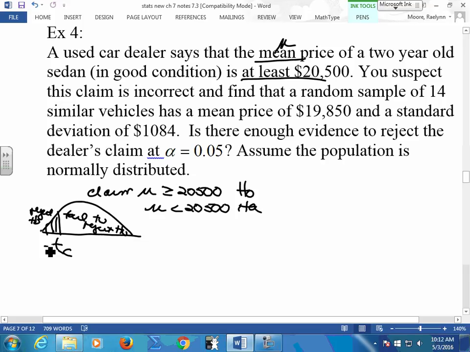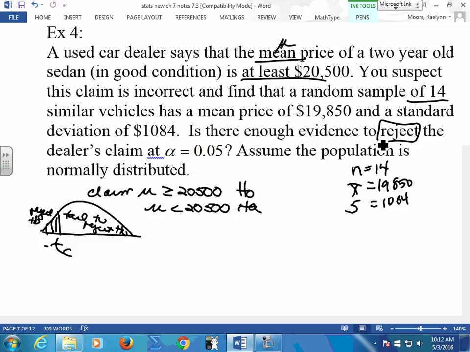So let's pull out our information. You want to test the claim that this is incorrect, and you find a random sample of 14 similar vehicles that has a sample mean of 19,850. Now they're in the same sentence, so this is a sample standard deviation of 1084. Is there enough evidence to reject the dealer's claim? Now, your claim is your H0. It still has to match up with the words: reject with H0, support with HA. So that's always a good way for you to check to make sure you got the right claim.